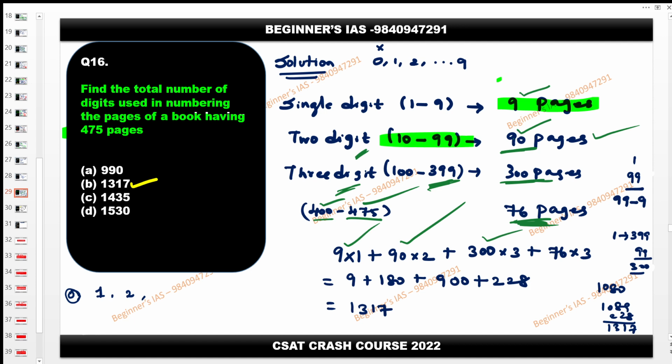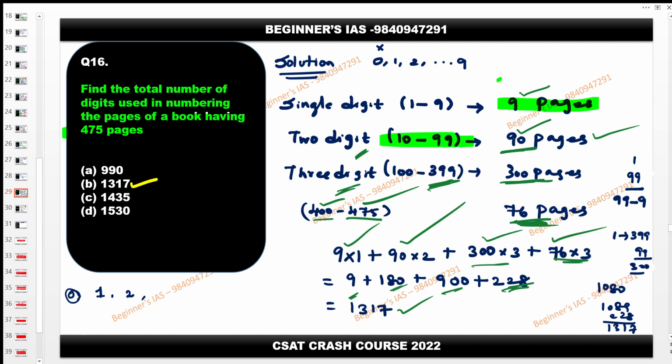For calculation purposes I just split these things: 9 into 1 is 9, then 180, then 900, then 288. So totally 1378 total digits are used to number that 475 pages book.